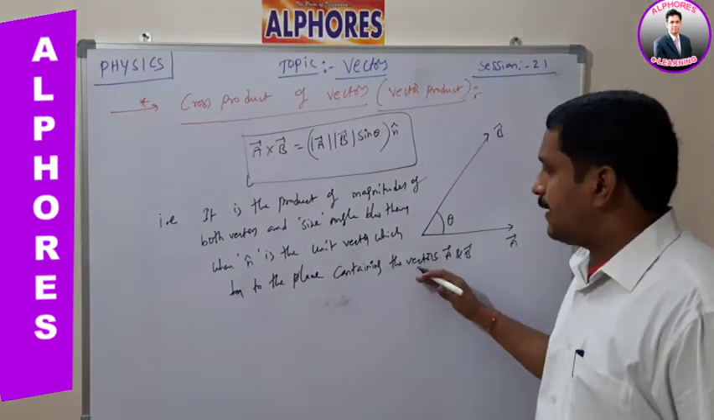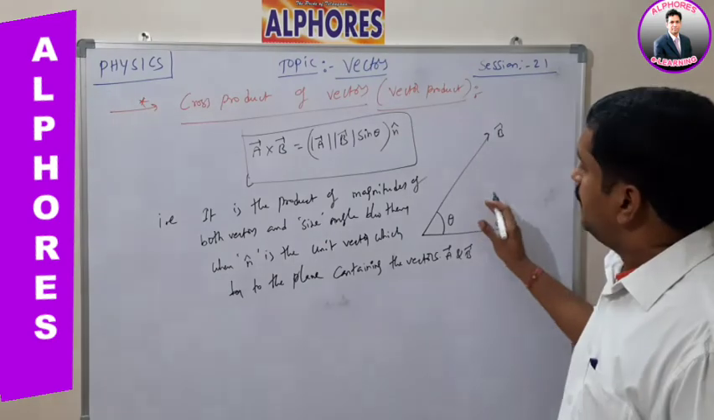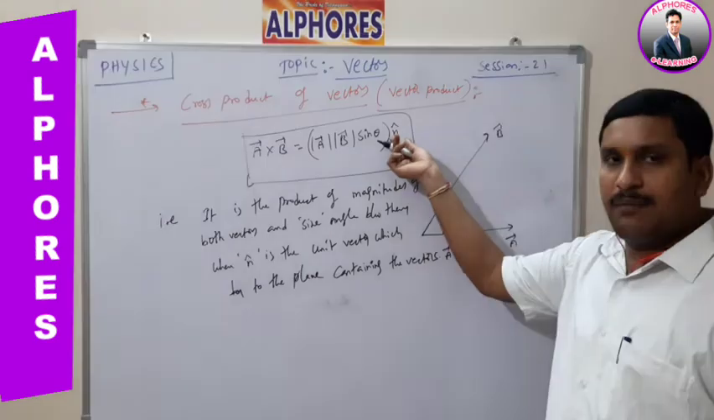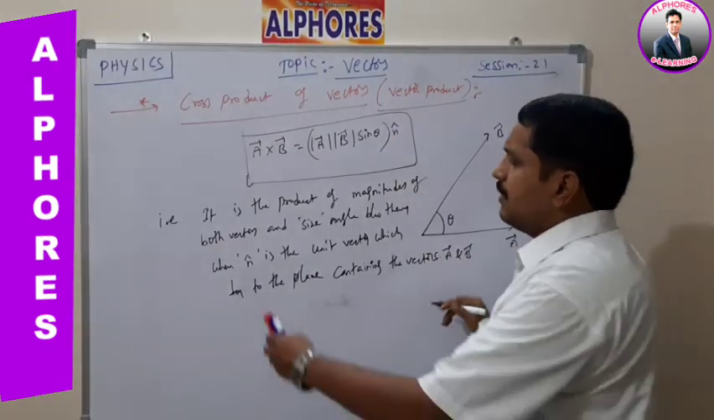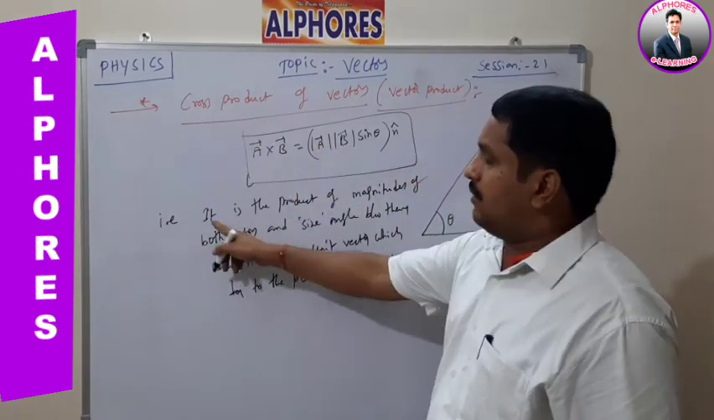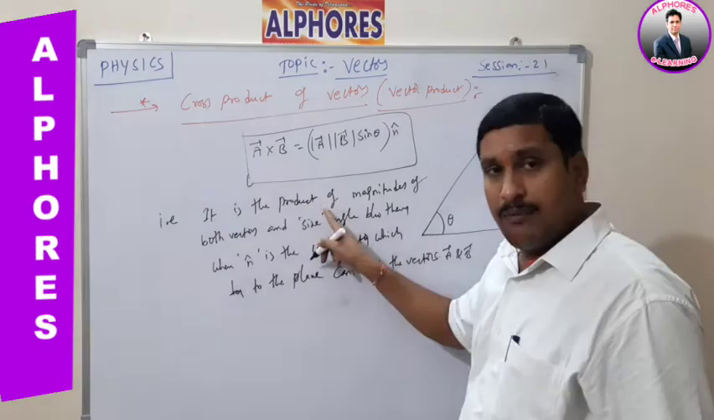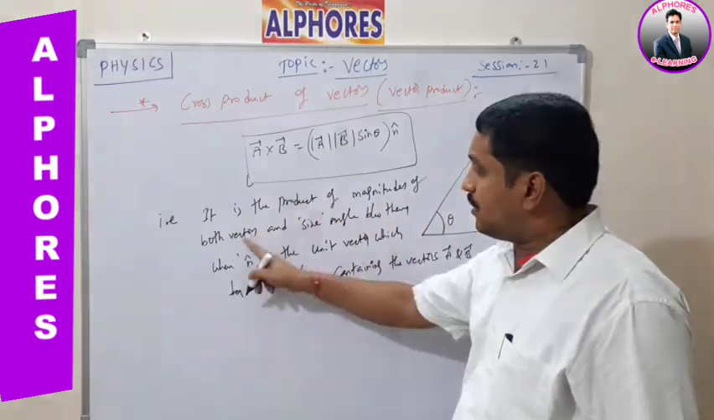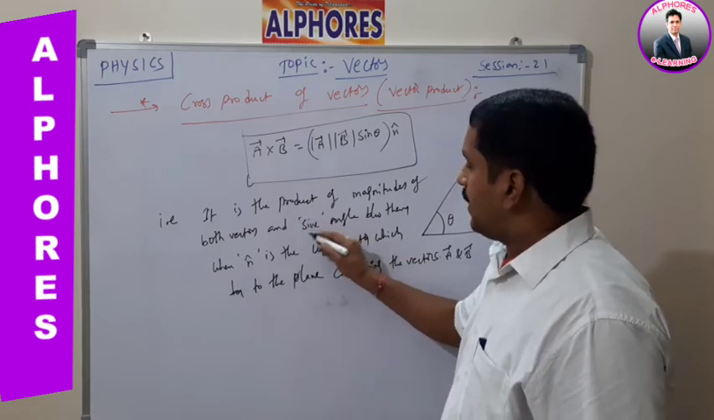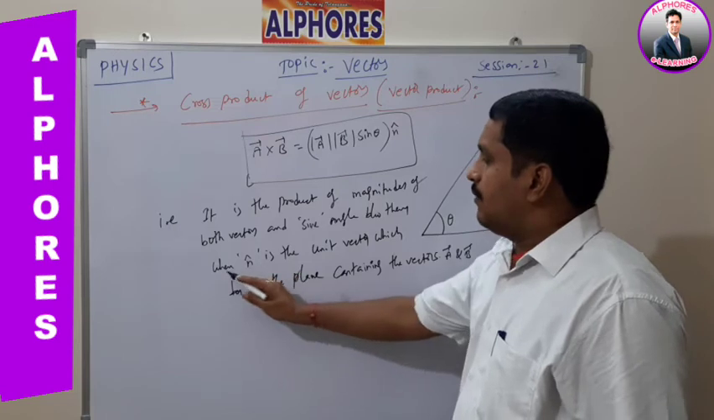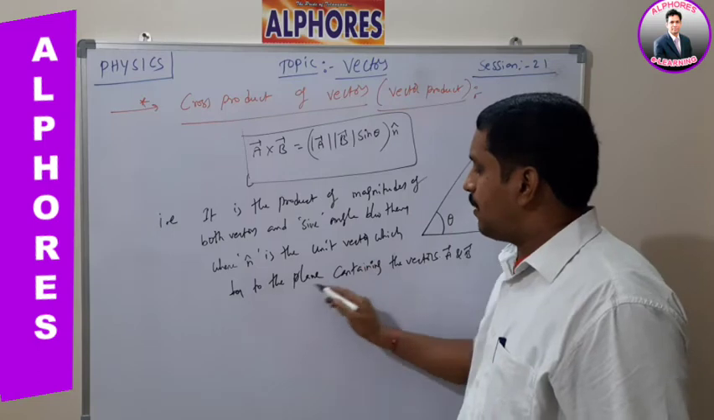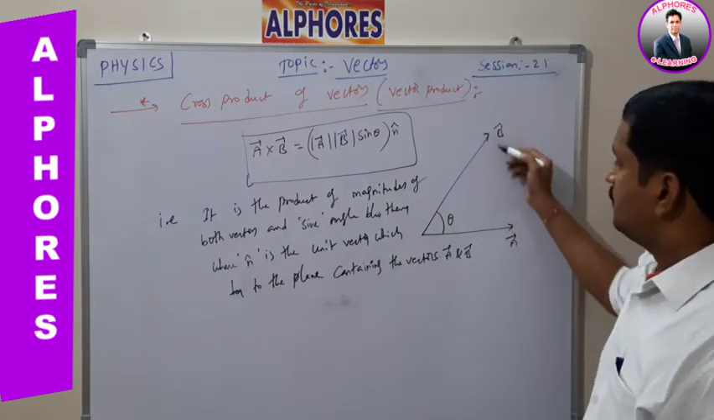Now how to find this n cap? After writing this definition, I have to explain how to find the direction of n cap. So what is the actual definition? The cross product of any two vectors is the product of magnitudes of both vectors and the sine of the angle between them, and n cap is the unit vector which is perpendicular to the plane containing the two vectors.